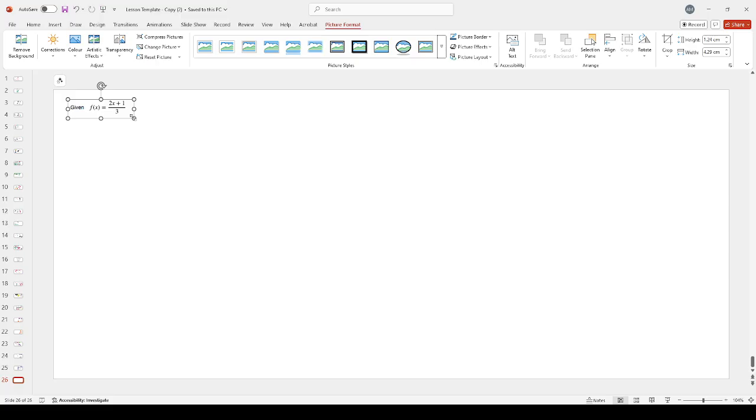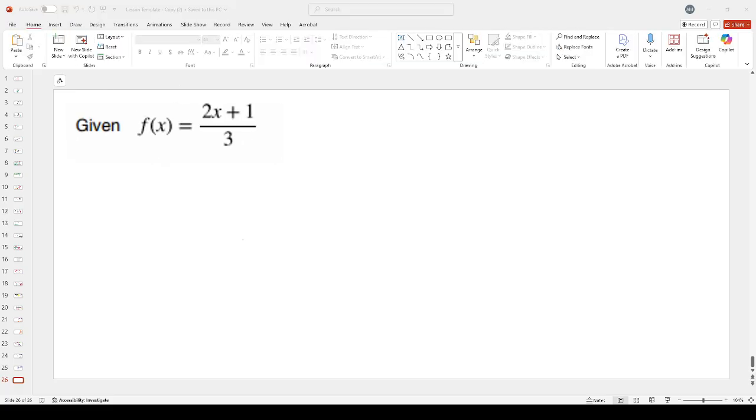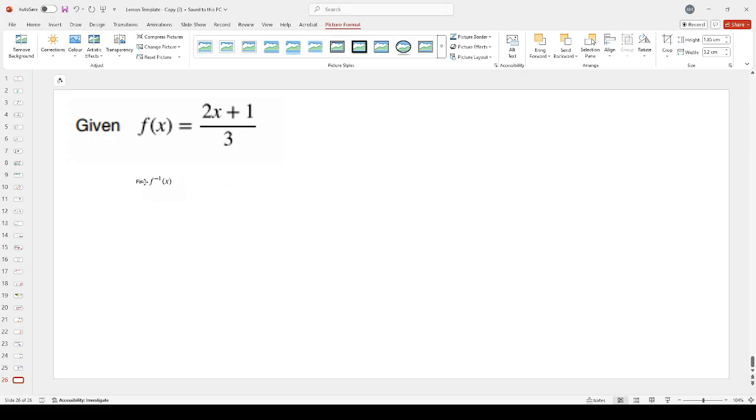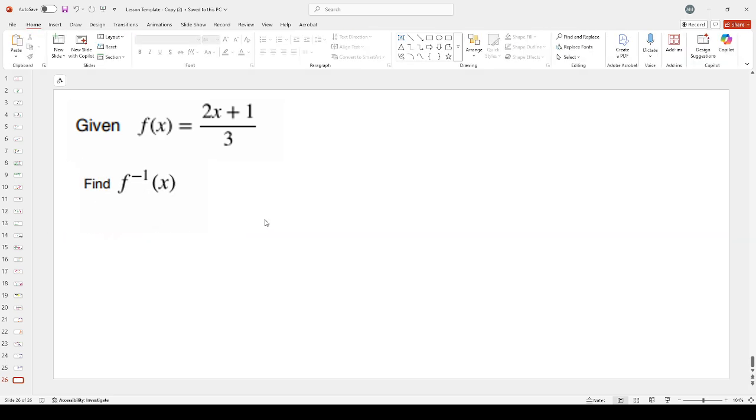So here's an equation, or should I say, here's a function. Can everyone go ahead and work out f to the minus 1? If you don't know how to do this, I will show you.